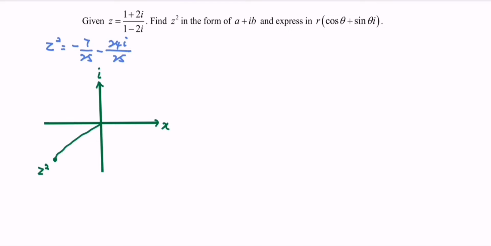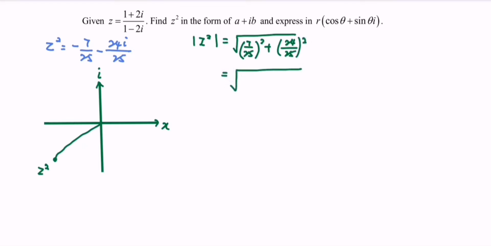Next, we have to find r, where we have the formula. The modulus of z squared equals the square root of a squared plus b squared. So in here we have 7 over 25 bracket squared plus 24 over 25 bracket squared. So we have 49 over 625 plus 576 over 625. Finally, we will have 1 for the modulus of z squared.